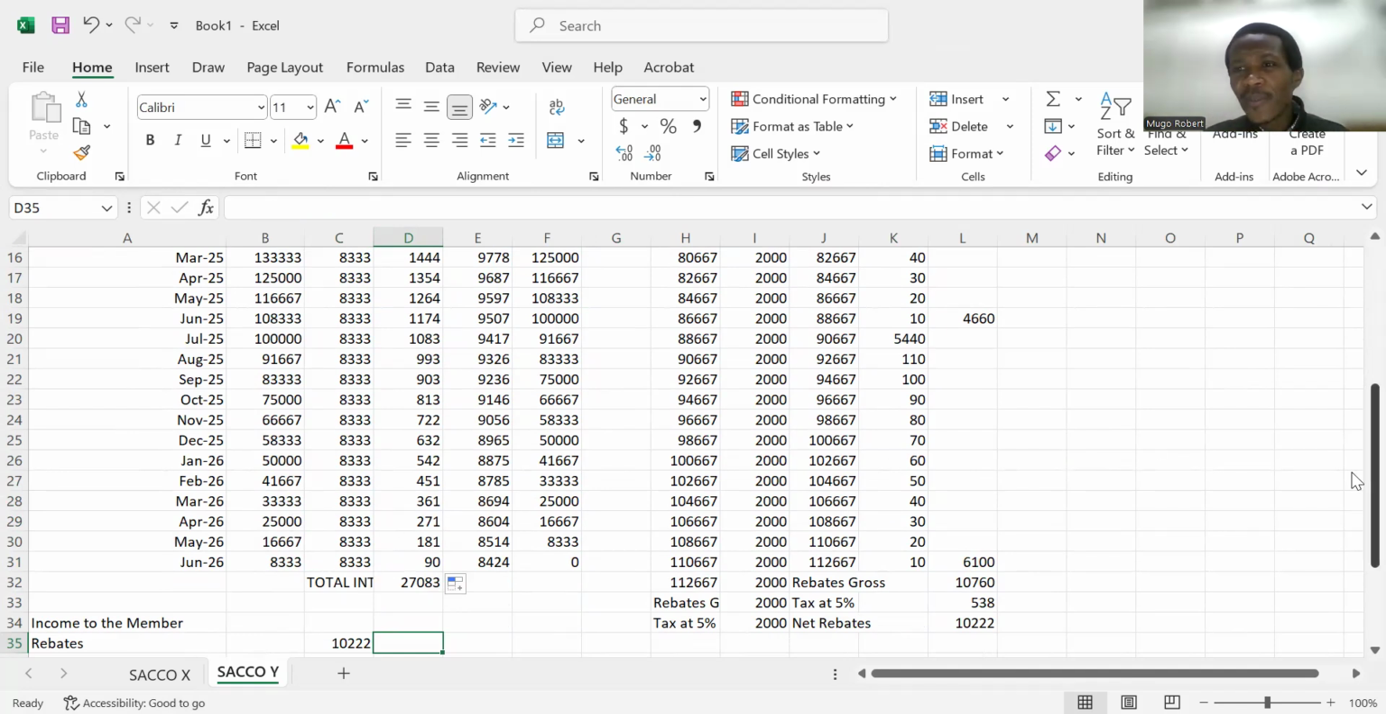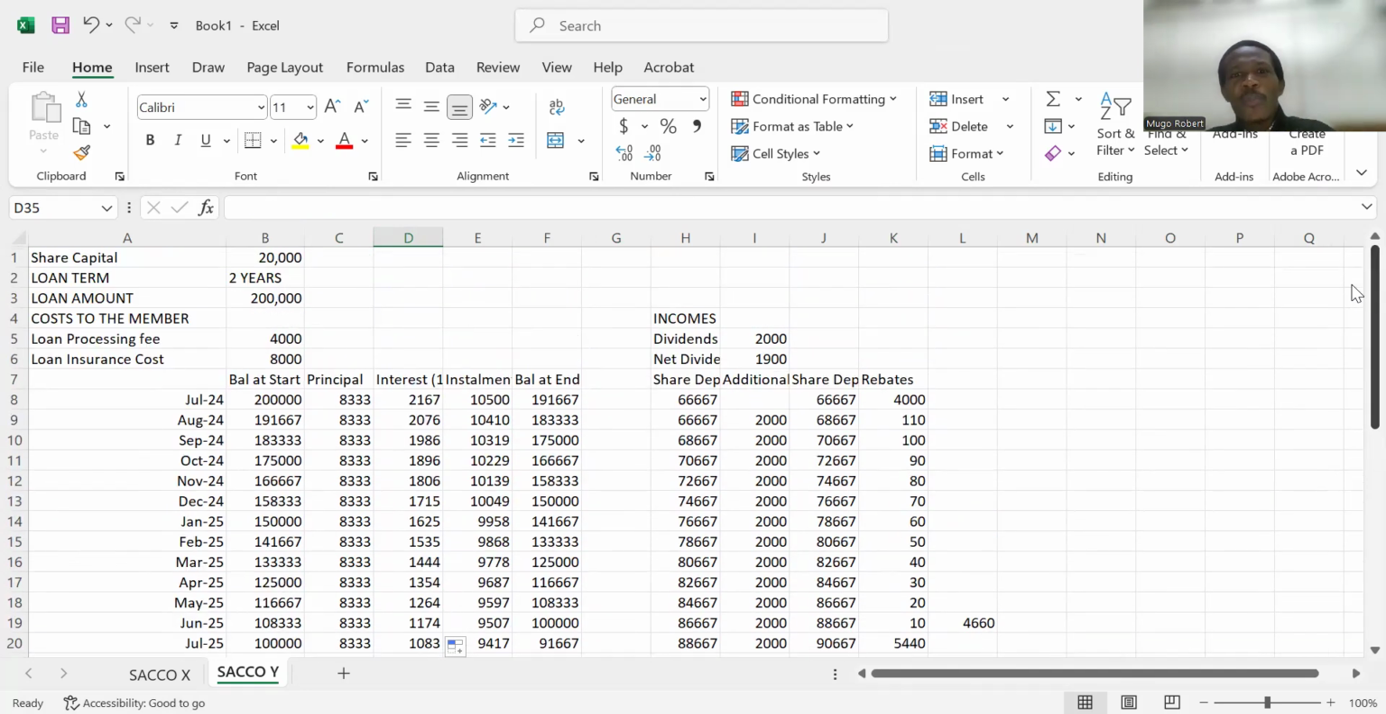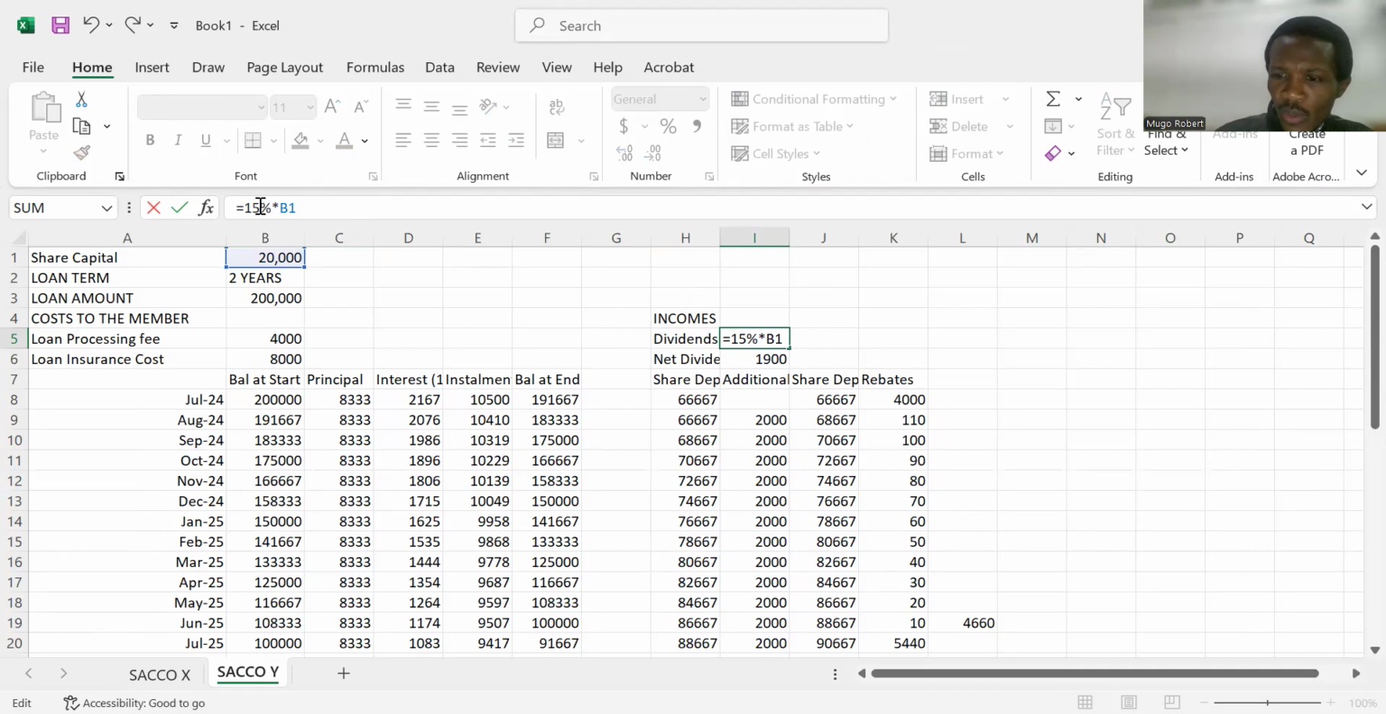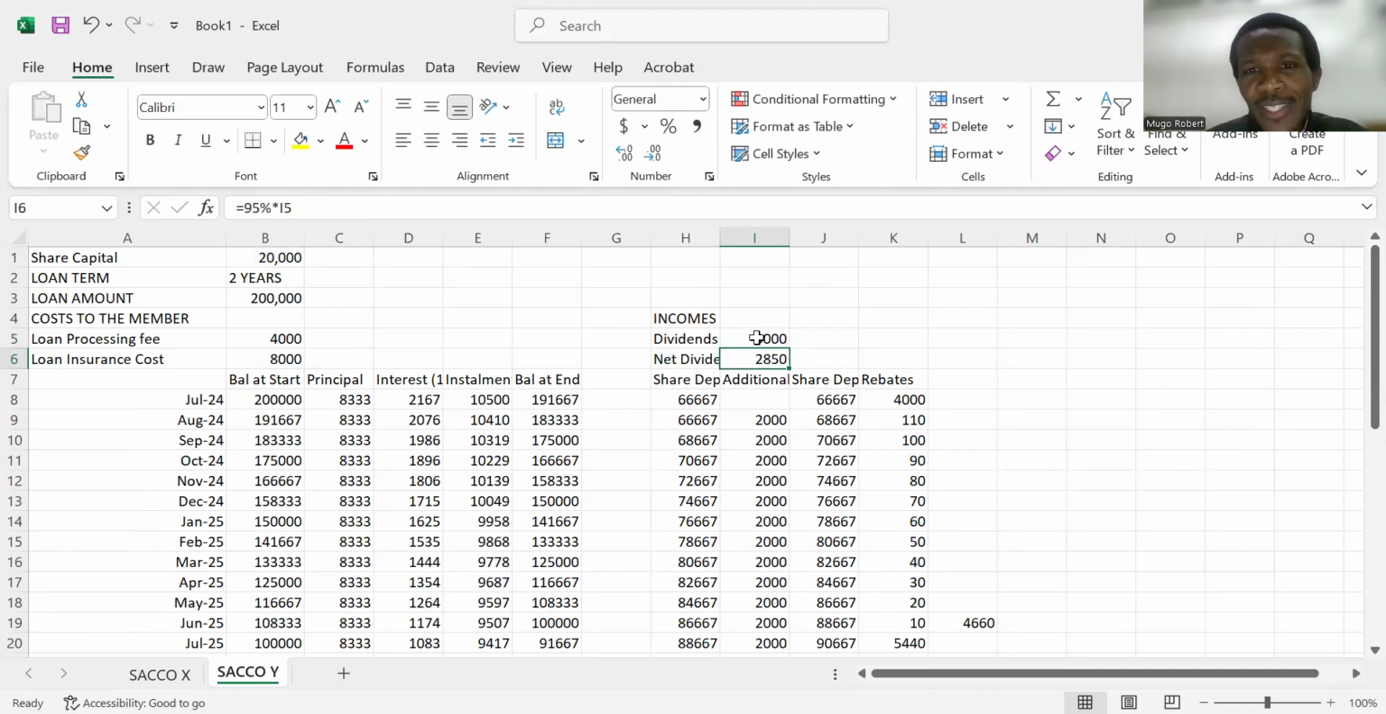But now for Sacco Y, when it comes to the receipts to the members, this Sacco is very good in the view of the member. It is paying dividends on share capital at 15% and is paying interest on deposits at 12%. Remember, Sacco X was paying dividends at 10% and interest on share deposits at 6%. So the dividends will be now not 10%, 15% of that. So it will pay dividends of 3,000, and after tax, the dividends will be 2,850.